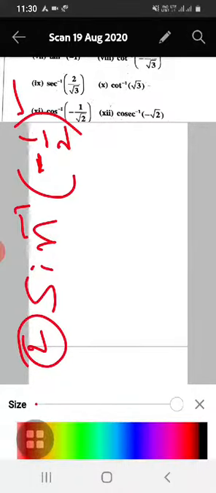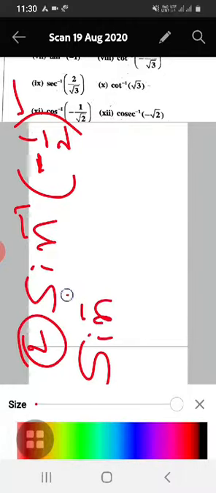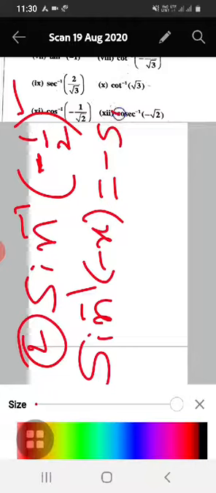This can be done in two ways. Either you can use the property or you can do it directly without using the property. Now I am going to use the property. First you observe the steps here. What is the property? First I will write the property. Sine inverse of minus x is equal to minus sine inverse x. See carefully. A lot of students will write minus inside also. So minus comes outside. Sine inverse of minus x is equal to minus sine inverse x.